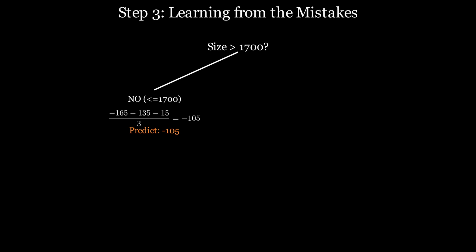Let's say our simple tree finds the best split at a size of 1,700 square feet. For houses smaller than or equal to 1,700 square feet, we calculate the average of their residuals. For houses larger than 1,700, we do the same. This tree, let's call it h1 of x, has learned the main pattern in our errors. It knows that our initial model was under-predicting for large houses and over-predicting for small ones.